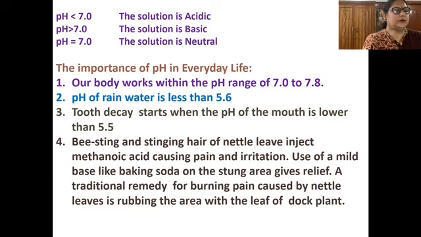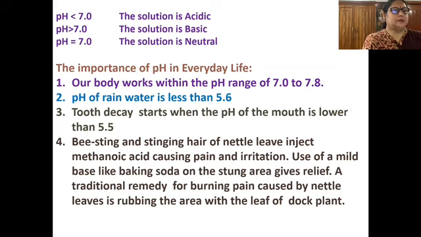The pH value of rainwater is less than 5.6. That means in rainwater we have some acid. In normal water the pH is 7, and due to the presence of this acidic substance, mainly carbonic acid and sulfuric acid, the pH value of water decreases and becomes 5.6.